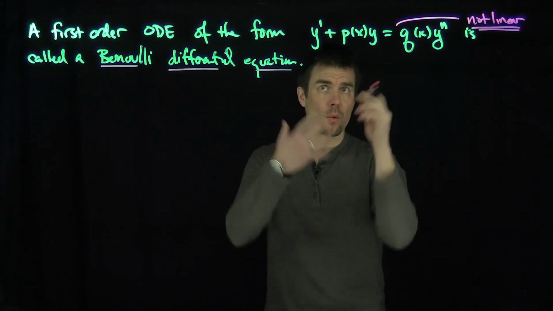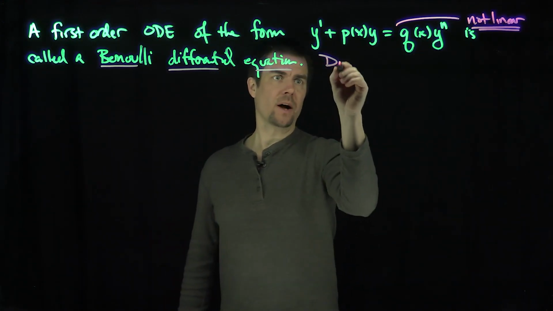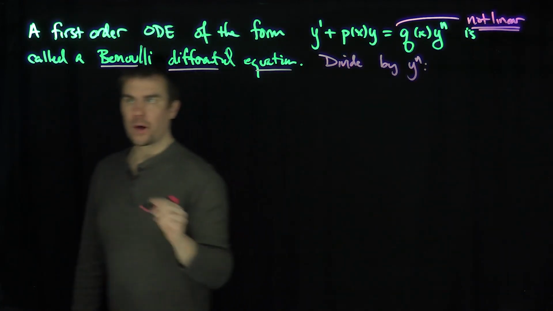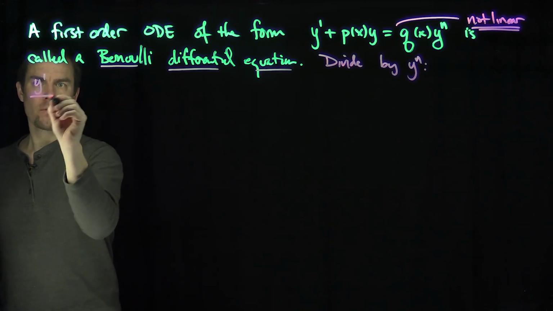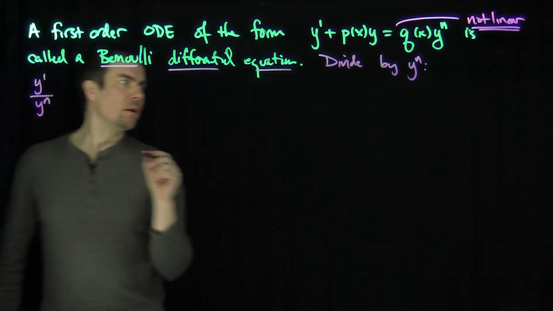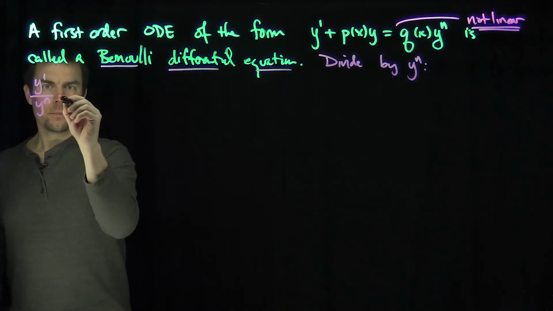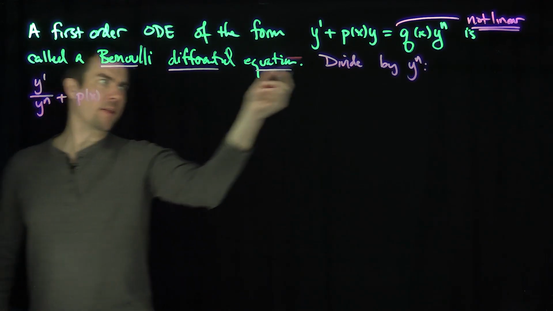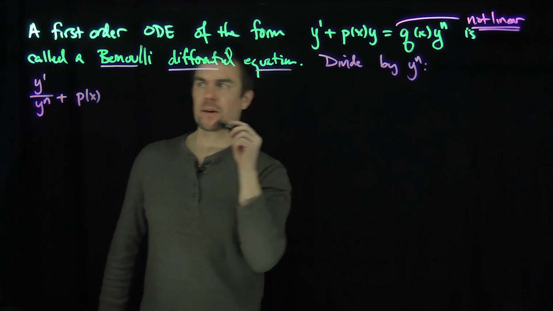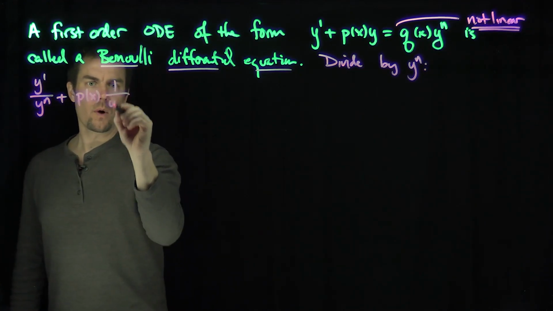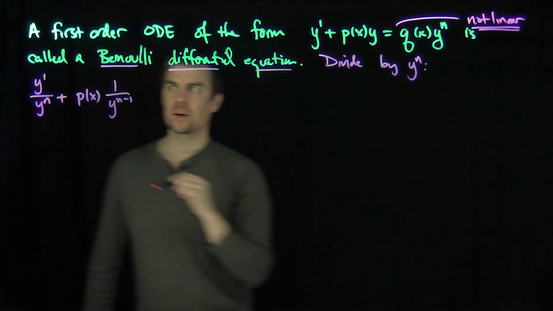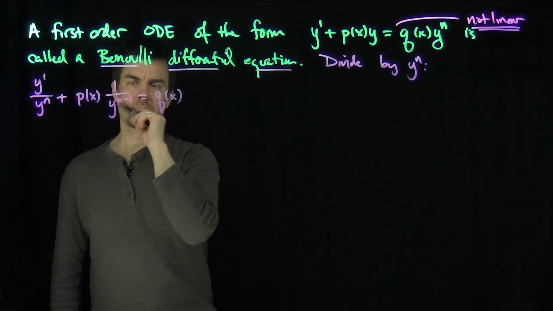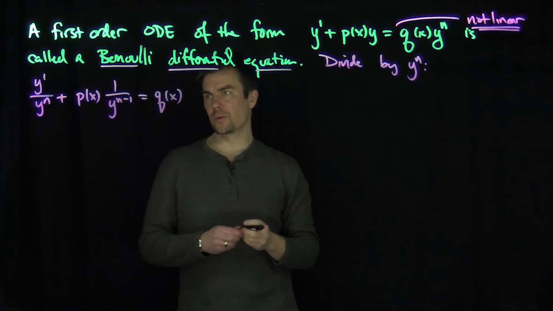y to the power n, what will happen? If I divide by y to the power n, I will have y prime over y to the n equal to minus p of x times y over y to the power n, which is 1 over y to the n minus 1 power, and this will be equal to q of x. So I get rid of the y to the power n, assuming that y is not equal to 0.